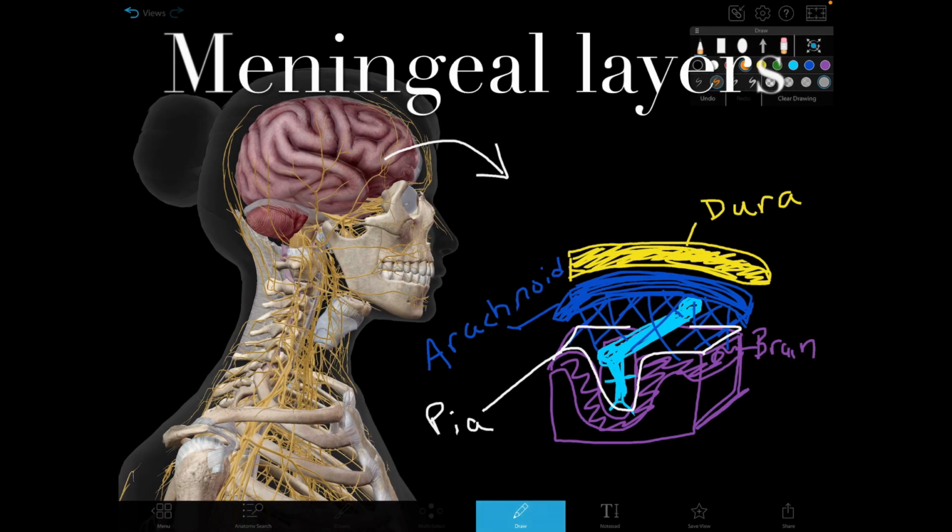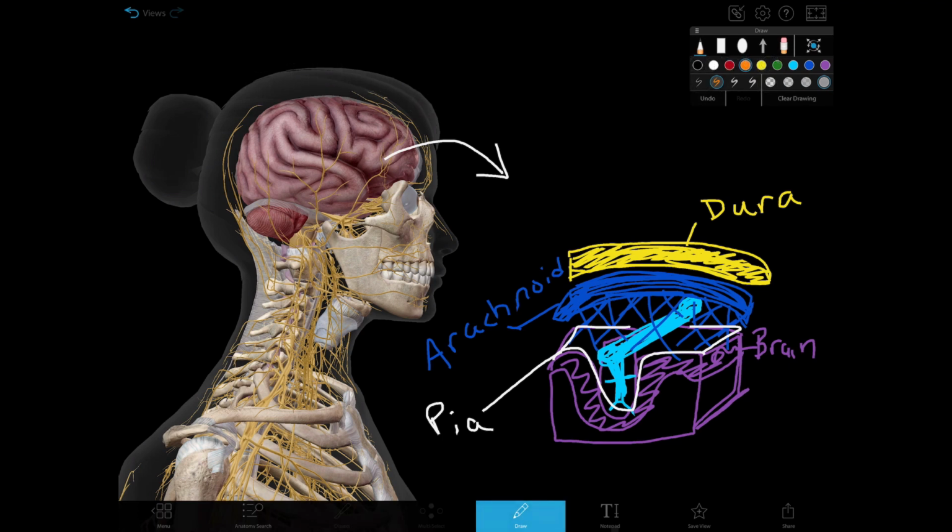Now your brain is going to have 3 meninges that are protecting either your brain and your spinal cord, or in general your central nervous system. So we're going to start with the outermost layer, which is the dura mater. Then we have the middle layer called the arachnoid mater, and the innermost layer, which is the pia mater, which is in close relationship to the brain.